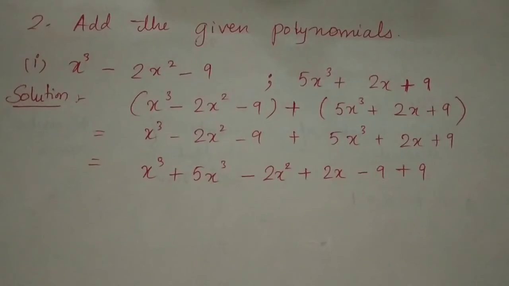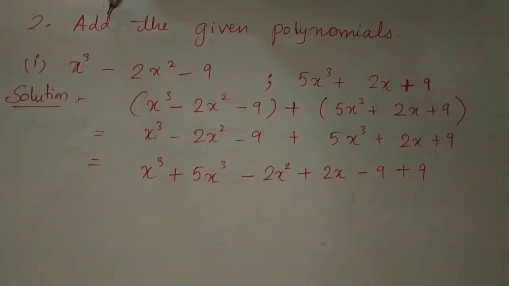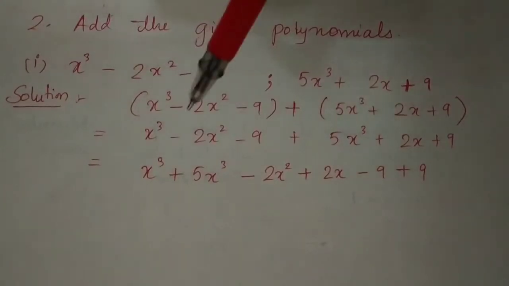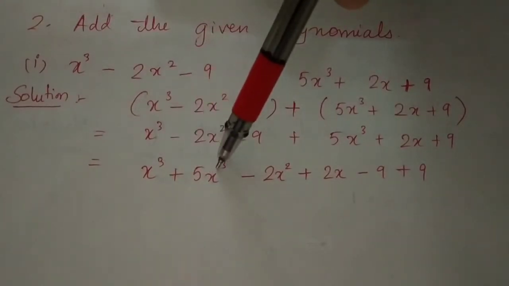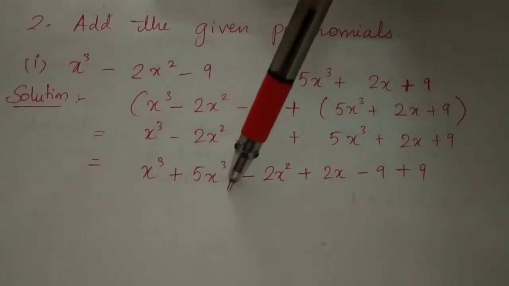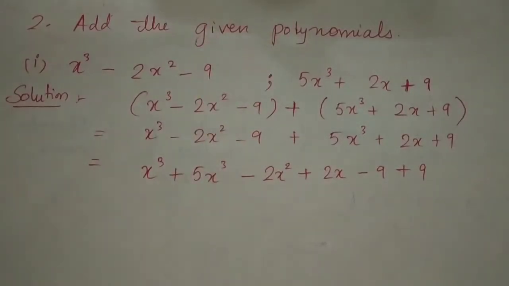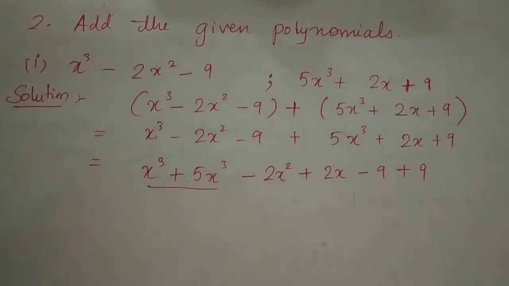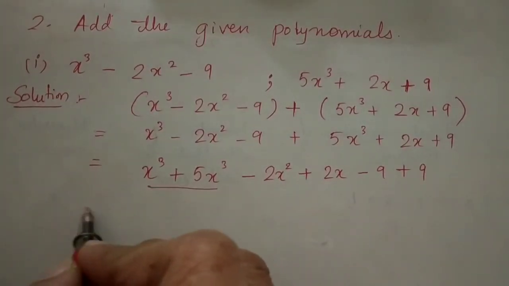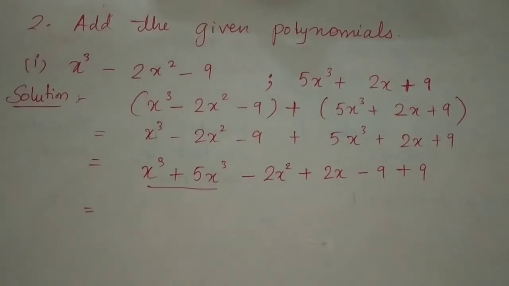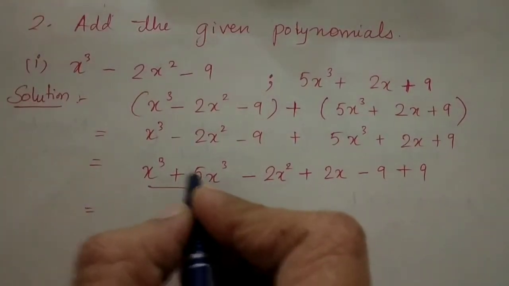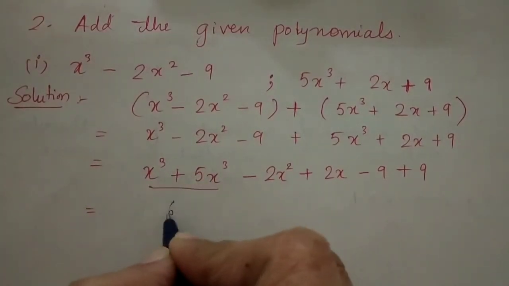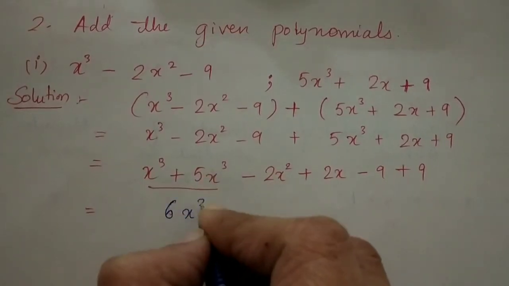Now when they are telling us to add, we can add only the like terms together. So here I can add only this and this. So I'll add these both and get some answer. I'm going to add x cube plus 5x cube. That will give me 1 plus 5, and there is no number here, that means it will give me 6x cube.